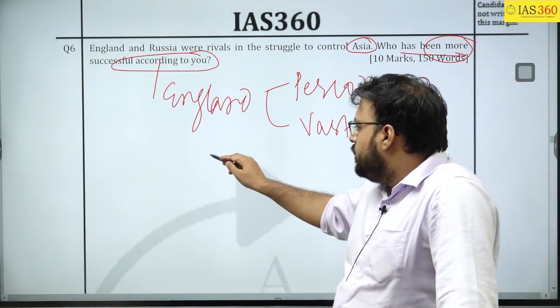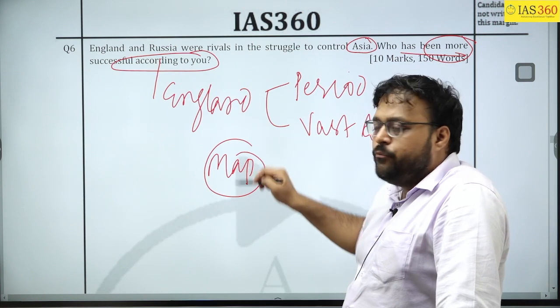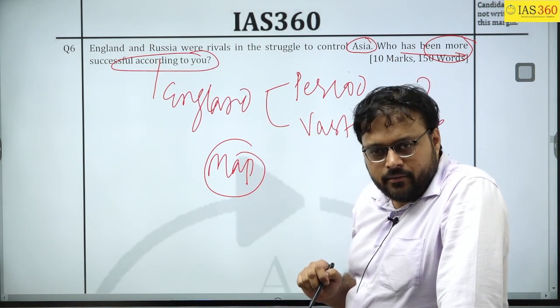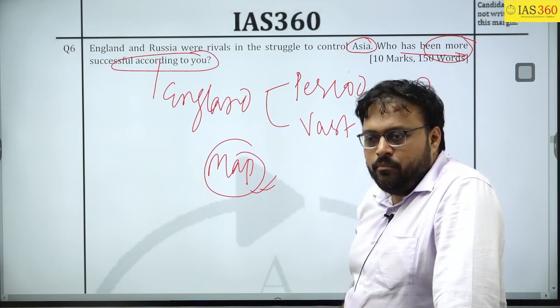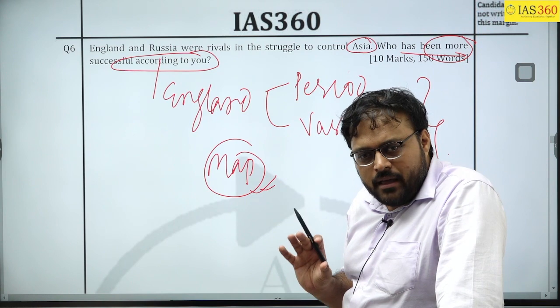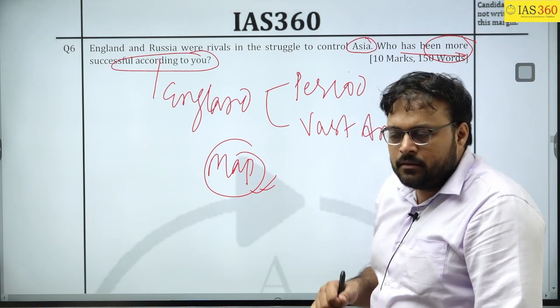And in this question, you can also draw a map to show England's influence over Asia and Russian influence over Asia. And that will increase your marks, because the points to be written here are fewer. Therefore, draw the map and try to fetch more marks. Okay.